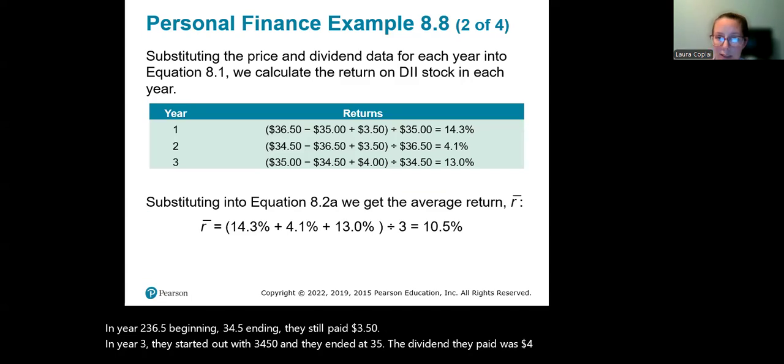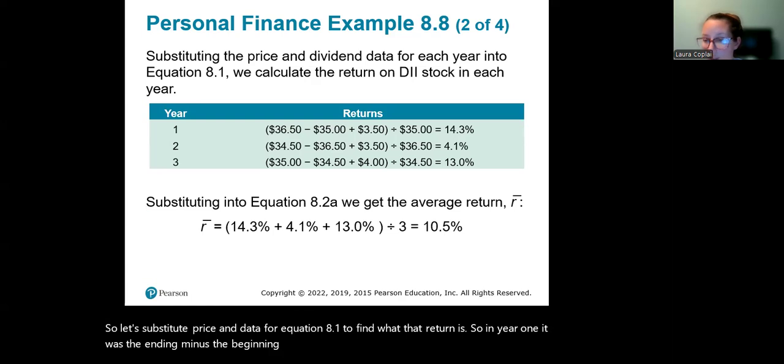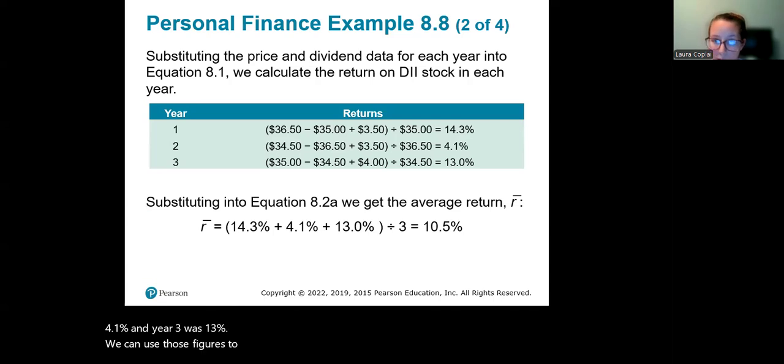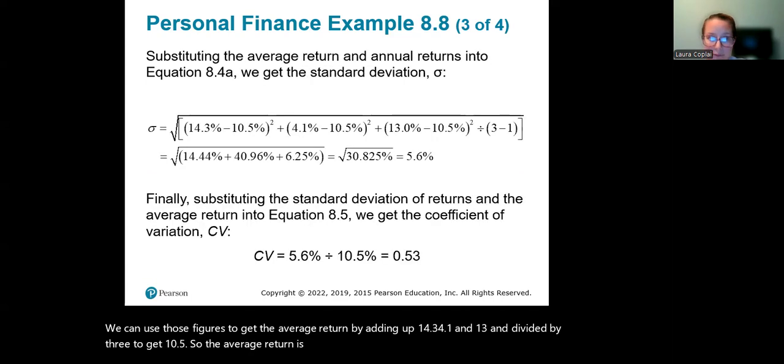So let's substitute price and dividend data into equation 8.1 to find what that return is. So in year one, it was the ending minus the beginning plus the dividend, divided by that beginning price. So it's 14.3% in year one. Using the same calculations for year two and three, given that data, we see year two was 4.1% and year three was 13%. We can use those figures to get the average return by adding up 14.3, 4.1, and 13 and dividing by 3 to get 10.5. So the average return is 10.5%.